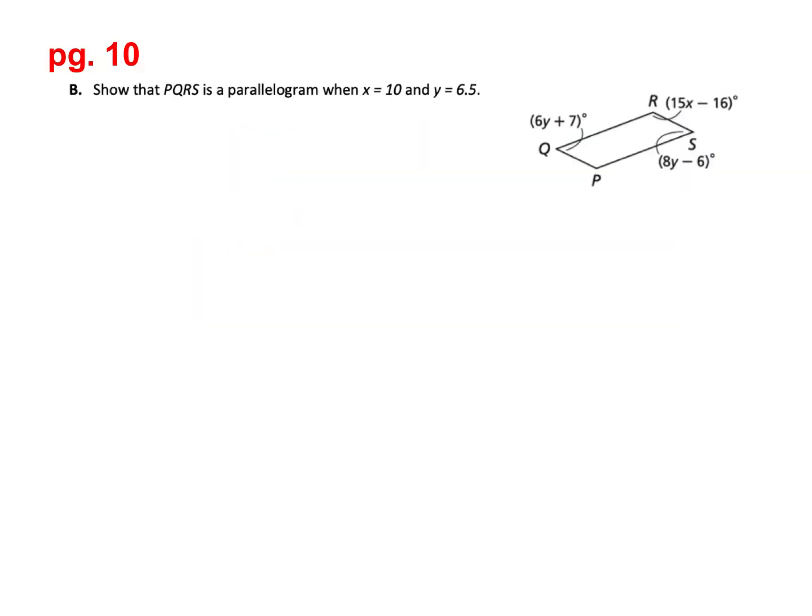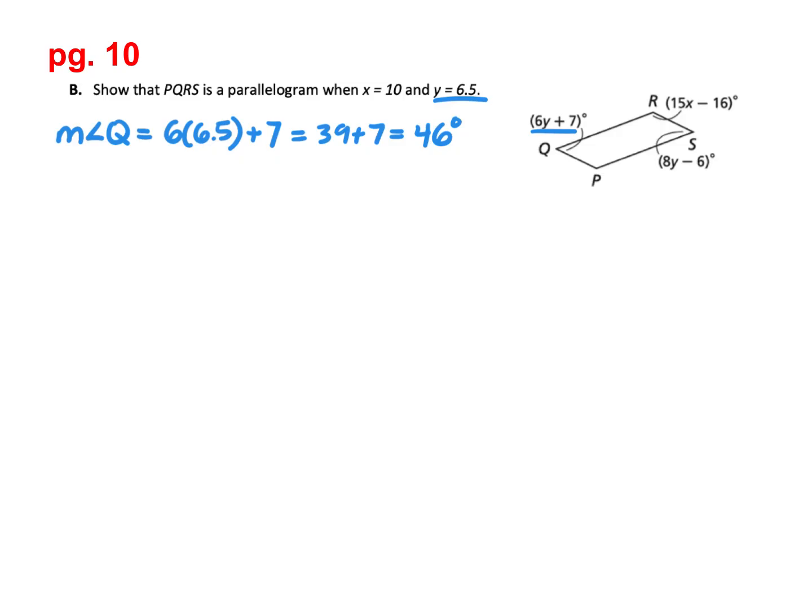Let's try another example. We'll show that PQRS is a parallelogram when x is equal to 10 and y is equal to 6.5. The first thing I'm going to have you do is calculate the angles. So let's go ahead and calculate the measure of angle Q, which is 6y plus 7. We're given y is 6.5. So I need 6 times 6.5 and then add 7. And that's going to be 39 plus 7. So we have 46. So the measure of angle Q is 46 degrees.